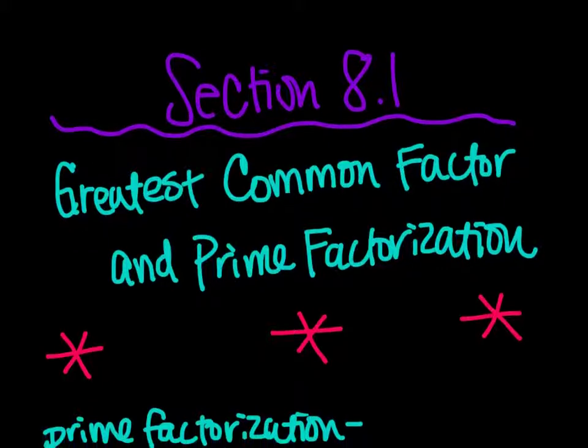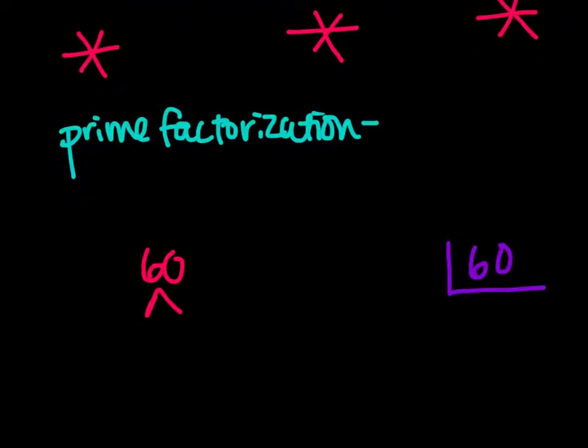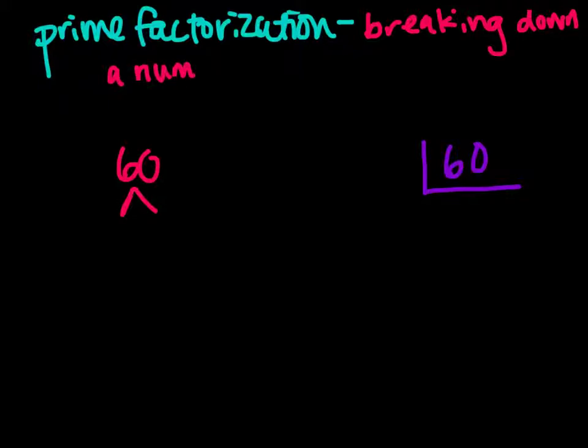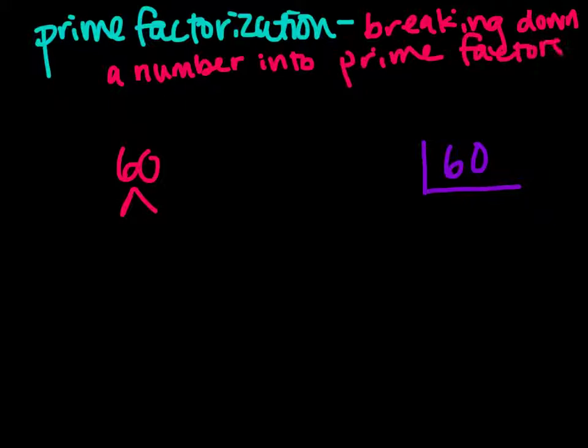So let's start off with the first little thing. What is prime factorization? Well, prime factorization is breaking down a number into its prime factors. So if you were then to multiply all those prime factors together, you will get that number again.